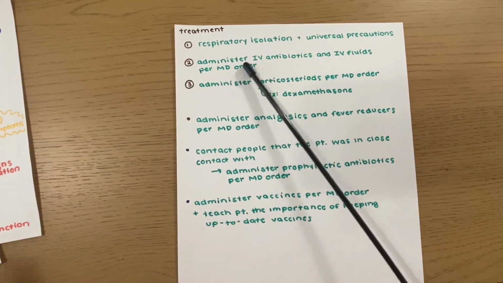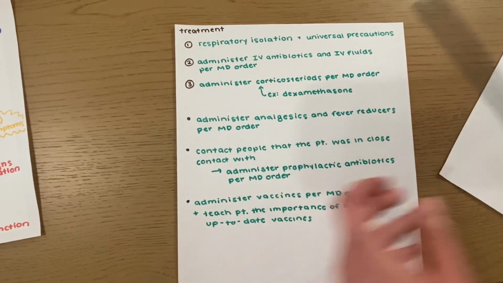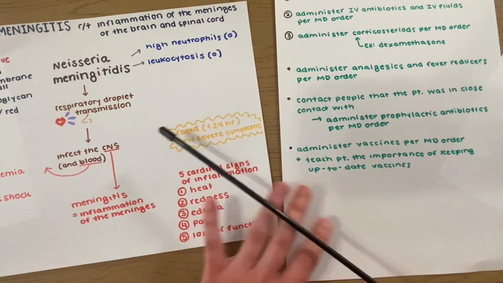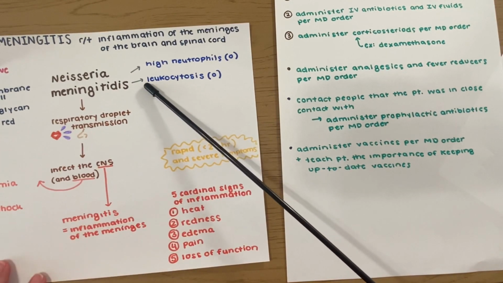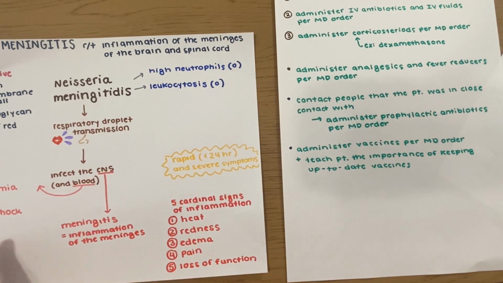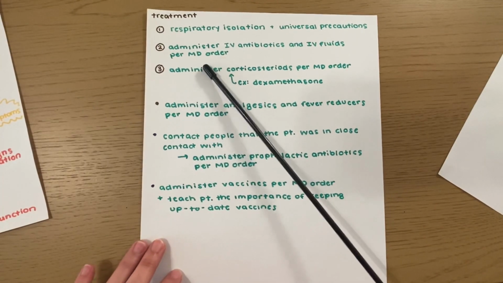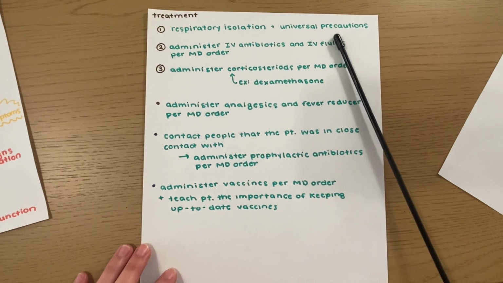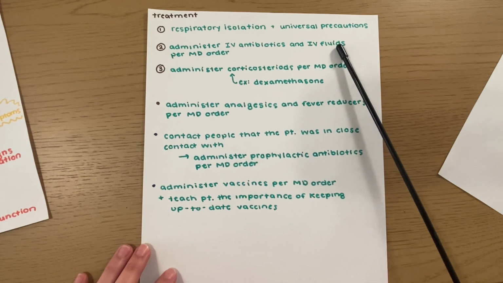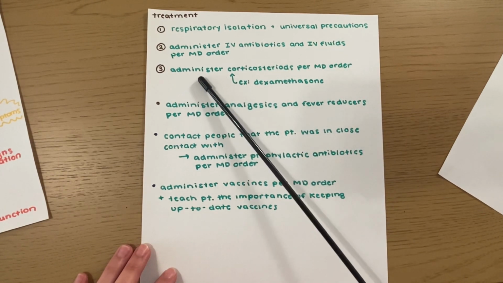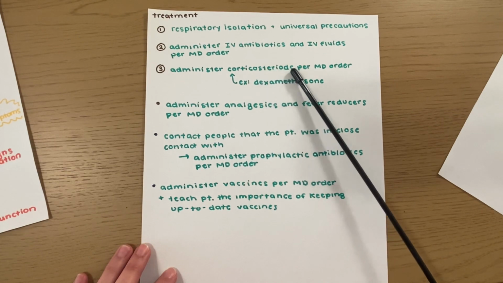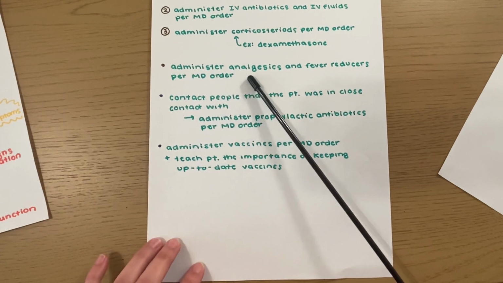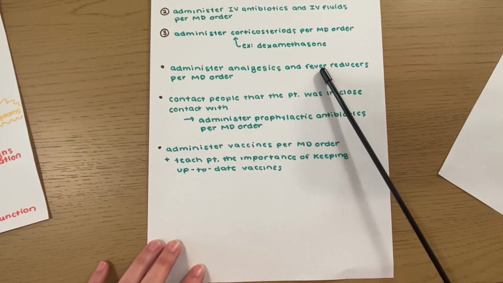Treatment would be, you would have to implement respiratory isolation since the Neisseria meningitidis is very contagious from the respiratory droplets. And then you would want to administer IV antibiotics and IV fluids since the fluids are being lost to the tissues through edema. You want to maintain their blood pressure with the IV fluids. And then you want to administer corticosteroids to reduce the inflammation and also administer pain medication and fever reducers.